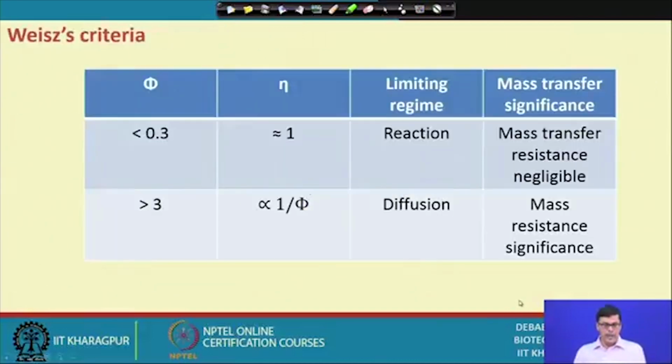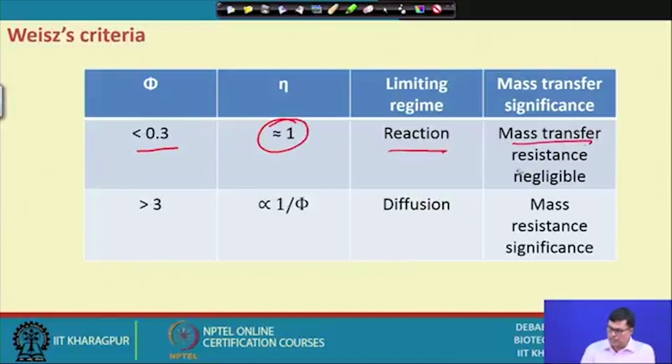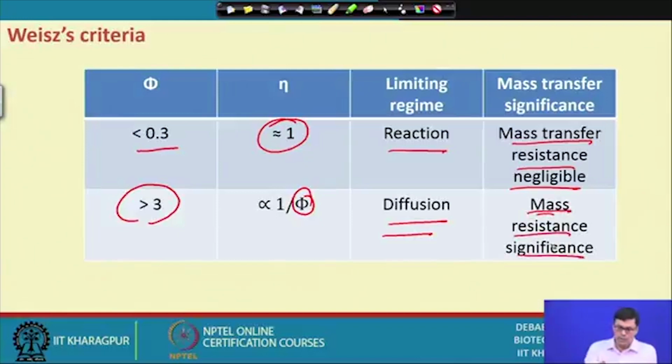Now this is the final thing that we have. From the figure we have seen that if phi value is less than 0.3, then eta is close to 1, the limiting region is the reaction, and mass transfer resistance is negligible. Now when phi value is greater than 3, then eta is inversely proportional to phi value, and it will be diffusion resistance. The mass transfer resistance will play a very important role.